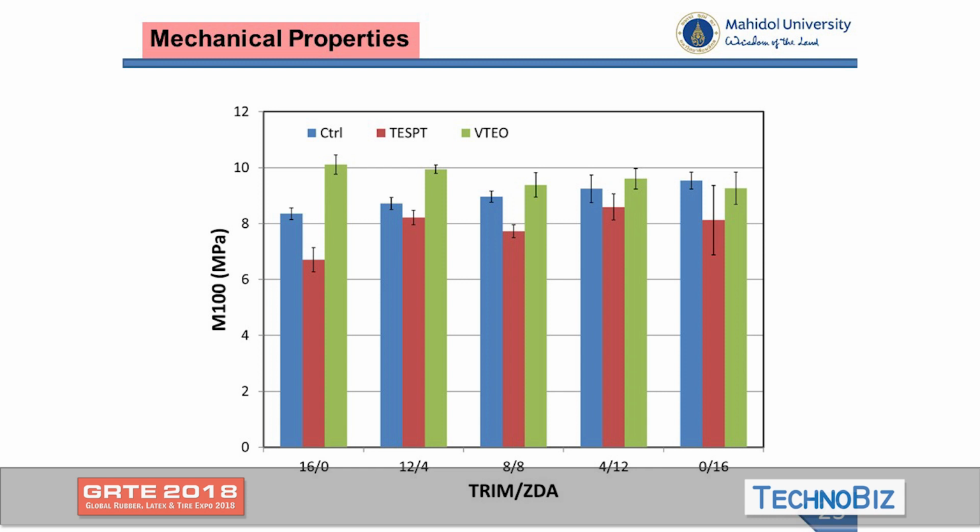And the results of the M100, or the modulus at 100% strain. The VTEO modified system shows the highest magnitude in the compound with the highest ratio of TRIM coagent. This is due to the cross-linking ability of the TRIM coagent, which can perform very well in the system modified with VTEO silane.